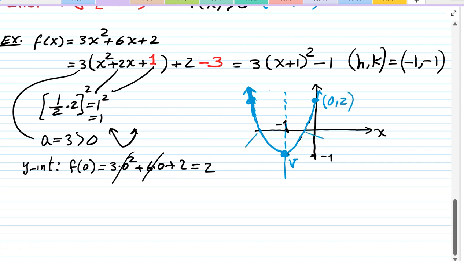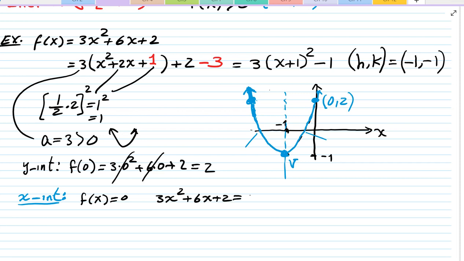Now the x-intercepts, again, the points where the function crosses the x-axis. Okay, let's take a look at the x-intercepts now. How are we going to find them? To find the x-intercepts in general, for any function, not linear, not quadratic necessarily, we need to set the function equal to 0 and solve for x. So in this case, I'm going to set 3x squared plus 6x plus 2 equals 0. And I have a feeling that the x-intercepts of this one are not going to be integers.